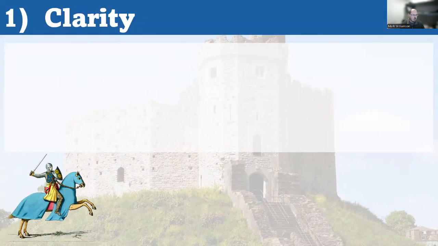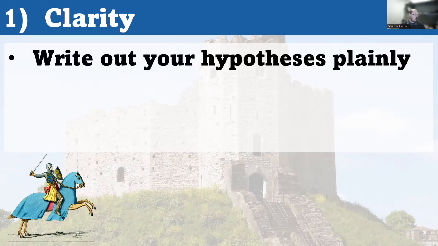First up is that clarity part of it. So you want to be clear about what you're actually doing, especially ahead of time. So you want to write out your hypotheses plainly. You want to be able to clearly know what questions you're trying to answer and what you think the results are, so that it's not in the fog, in the dust of what you're actually trying to achieve.